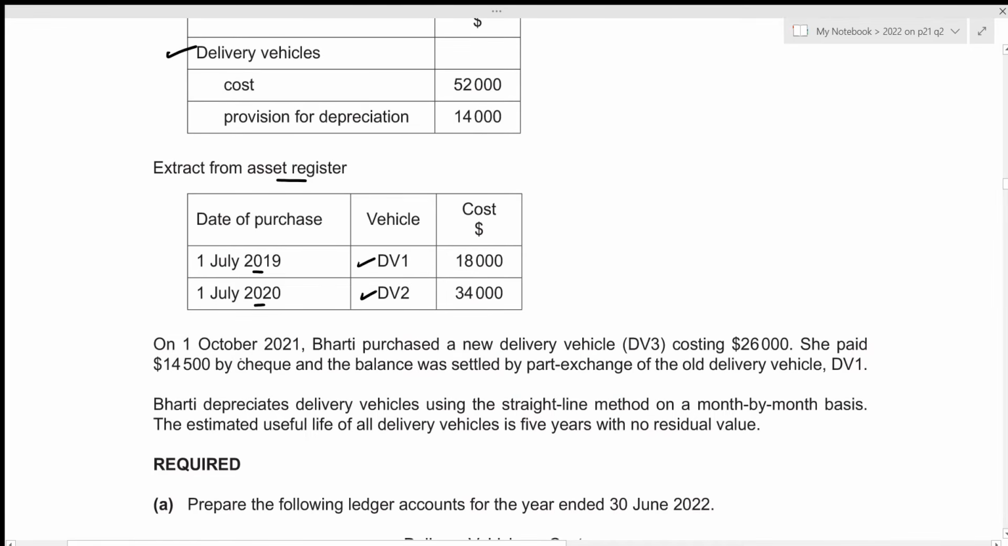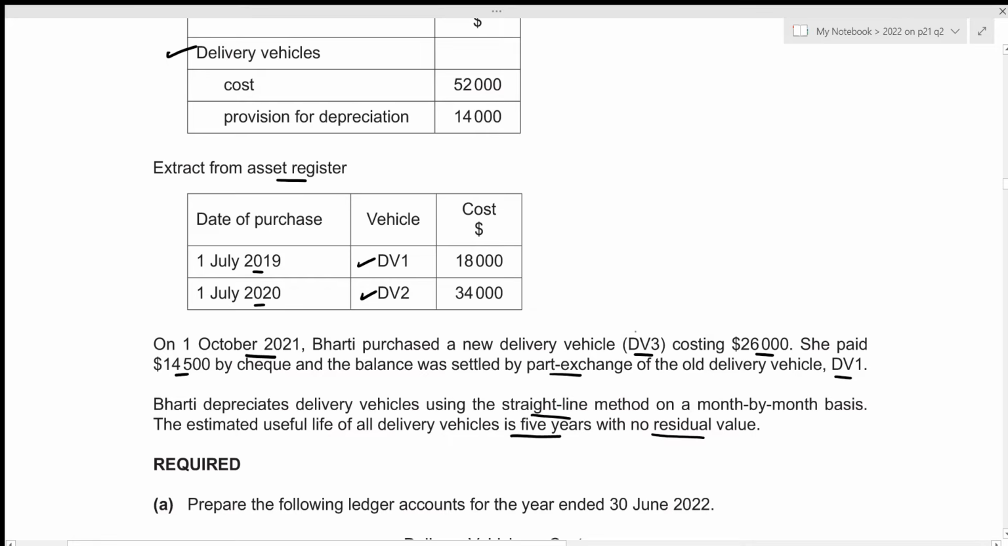Then on 1st October 2021, Bharati purchased a new delivery vehicle DV3 costing 26,000. She paid 14,500 by cheque and the balance was settled by part exchange of the old delivery vehicle DV1. Bharati depreciates delivery vehicles using the straight line method on a month-by-month basis, and the estimated useful life of all delivery vehicles is 5 years with no residual value.